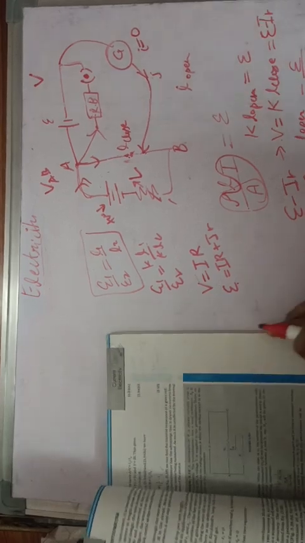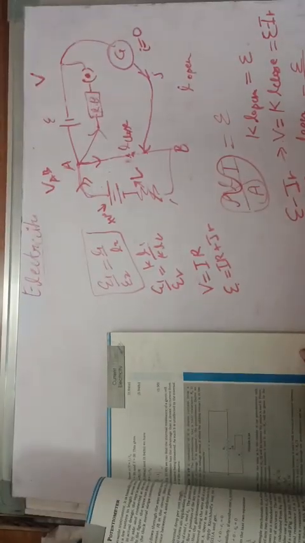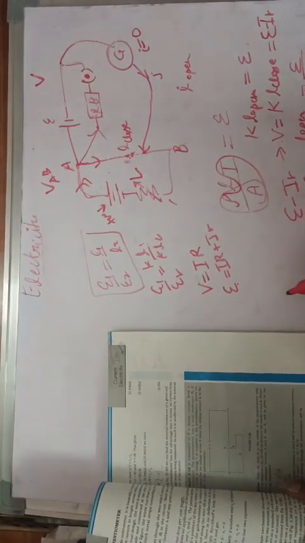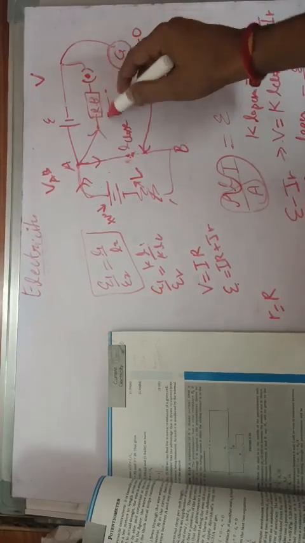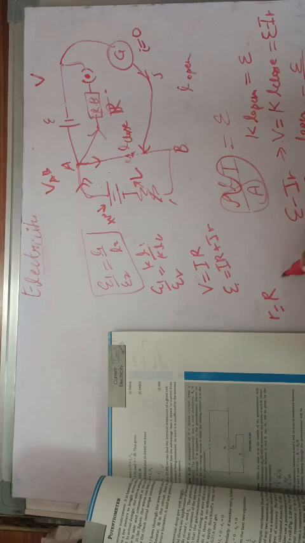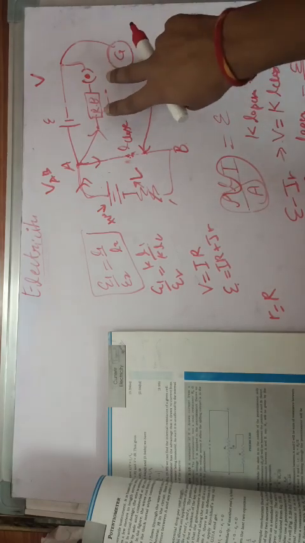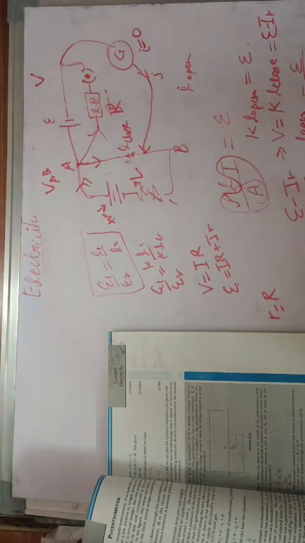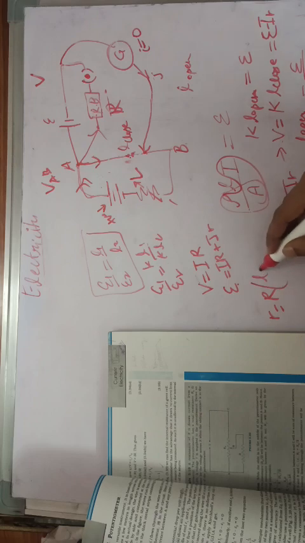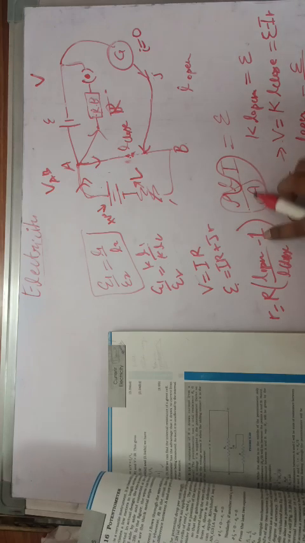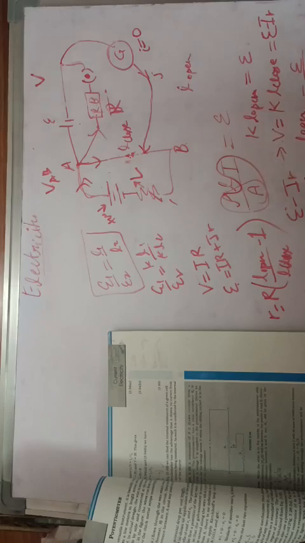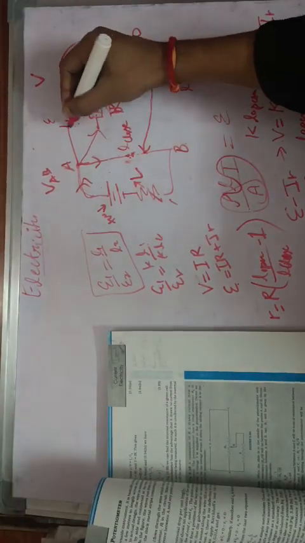Now when we simplify this, we will get the equation which is r is equal to R, where R is the resistance we have taken for this resistance box, multiplied by L open upon L close minus 1. This is the internal resistance of this cell. This tells the internal resistance of this cell.